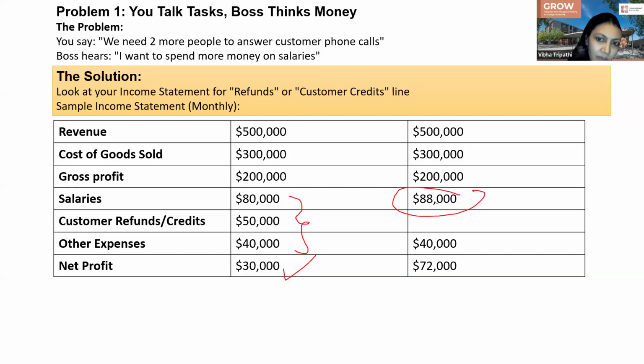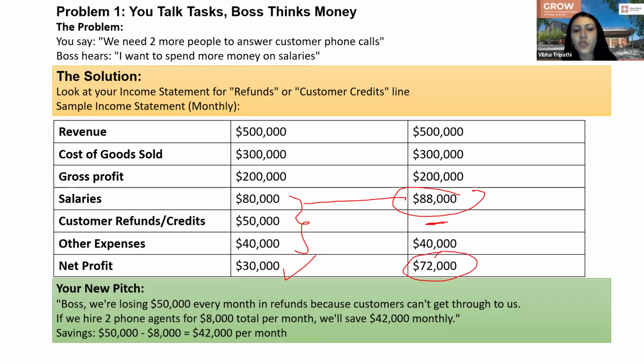Okay, so I assume that, let's say this amount is 8,000. For keeping these two people, you just need to spend 8,000 rupees more. So your salaries will lift up from 80 to 88, but these returns will go away. And that means now you are talking more in terms of financial language. I want you to read this. You have to pitch to your boss like this.